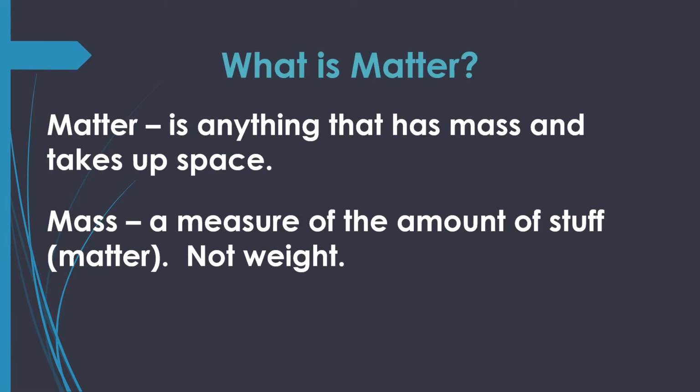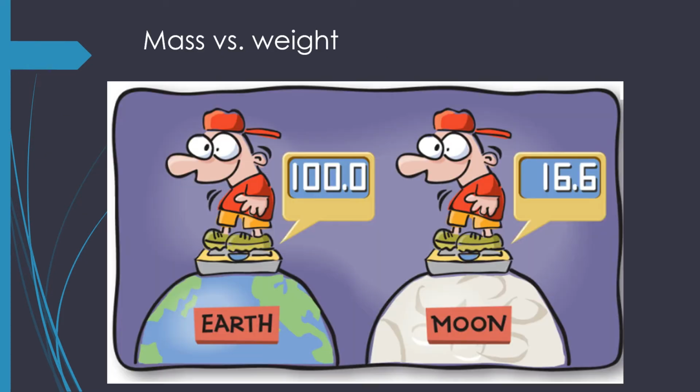All right, so here is matter. Matter is anything that has mass and takes up space. Mass is a measure of the amount of stuff. It's not the weight of something, even though we always use a balance or scale to figure out what the mass is. It's supposed to represent how much stuff there is in something. So if you think about it, here's a person on Earth and he weighs, let's say, 100 pounds. If that same person were on the moon, he would weigh significantly less, actually 16.6 pounds.